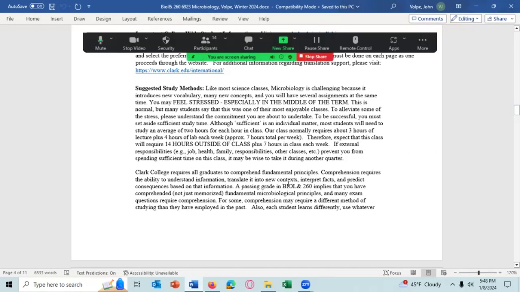I'll let you read about Clark College requiring graduates to comprehend fundamental principles, and comprehension requires the ability to understand information, translate it, interpret facts, predict consequences. To get a passing grade means that you have comprehended, not just memorized, fundamental microbiology principles. And exam questions may require comprehension.